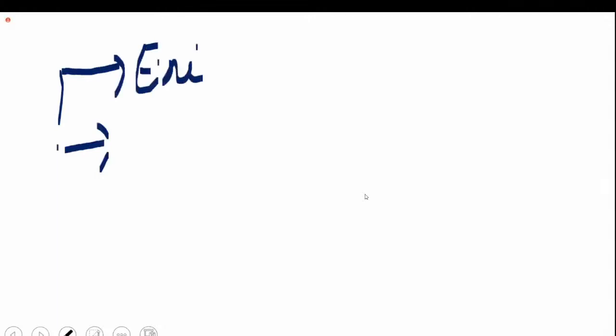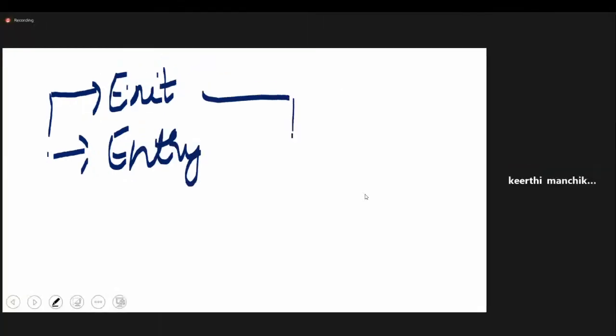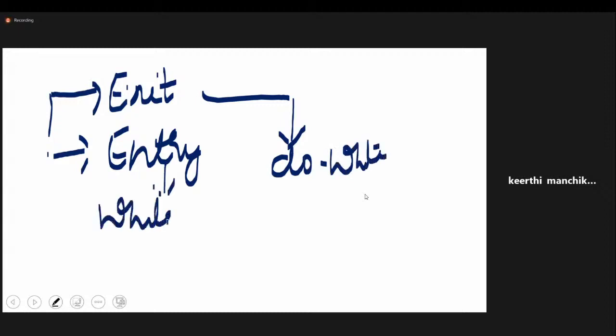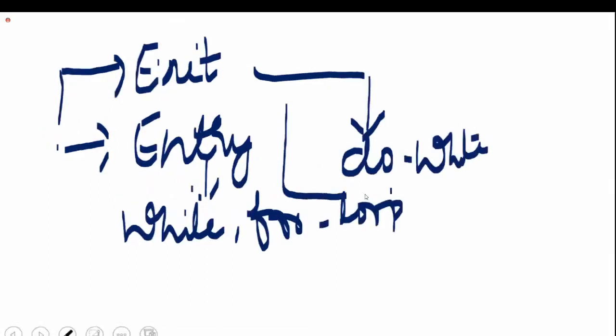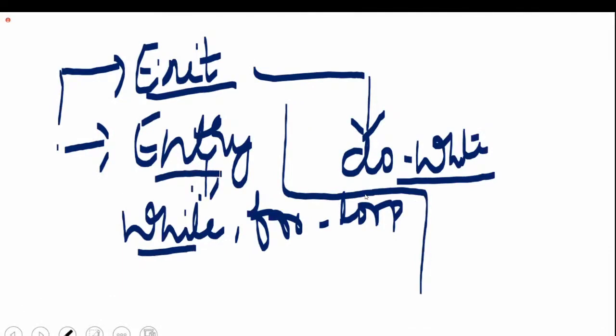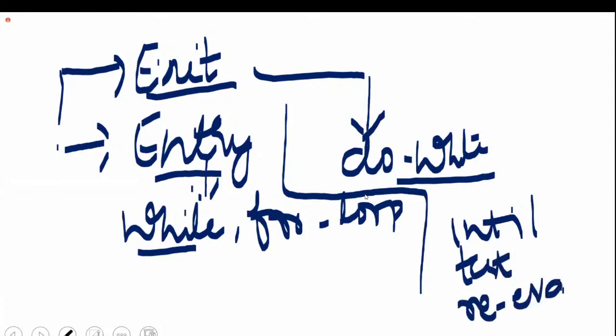Now depending on the test condition evaluation, your control structures are categorized into two types. As I mentioned, it is exit control structure and the other one is entry control structure. Under exit control structure, we have the do while statement. Under entry control structure, we have while and the for loop. They may ask you the differences between do while loop and while loop, or the difference between exit control and entry control structure. Before answering this, you have to write that any iterative control structure has three statements: initialization, the test condition, and the third parameter, the re-evaluation parameter.